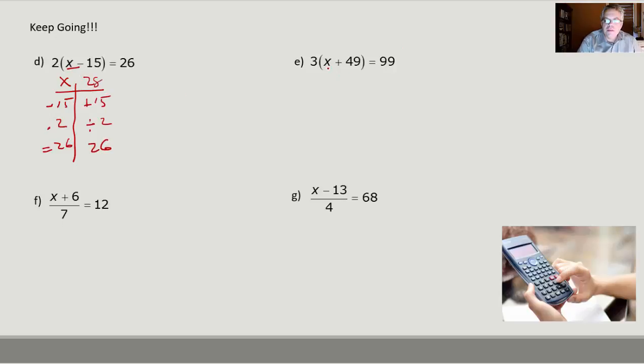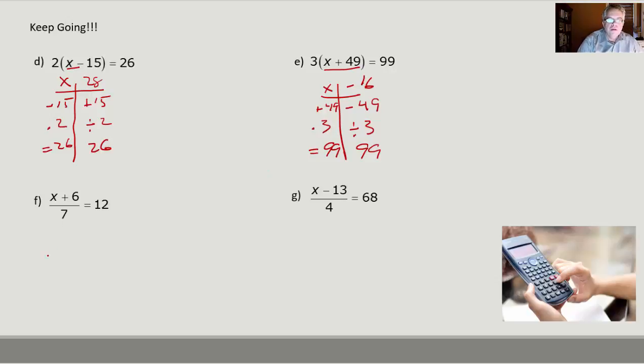Okay, same thing on this guy. Because of the parentheses, we're going to do the plus 49 first. So we have x plus 49 times 3 equals 99. And so we're going to do 99 divided by 3, and then subtract 49, and we should get, let's see what we should get. We should get negative 16.